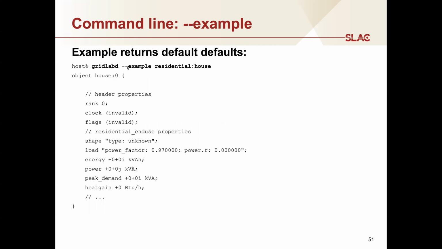You can get an example of an object. Basically, it creates one for you as a template. It's not necessarily going to be a working example. You can see here that the clock is not valid. It doesn't have anything to work with, but it gives you a starting point for an object if you want that.